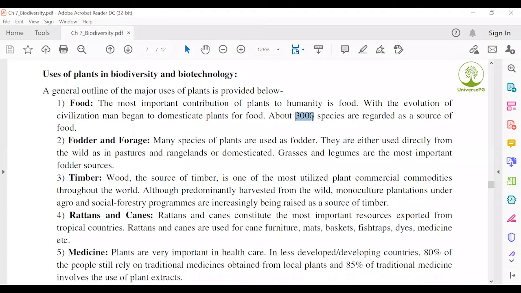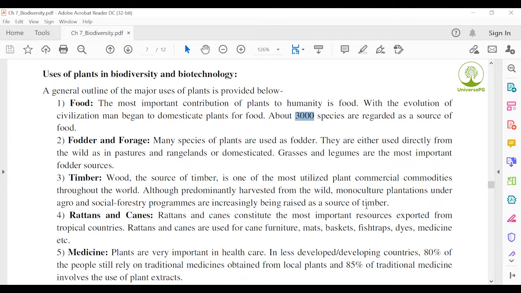About 3,000 species are regarded as a source of food. Generally, we consume them in different ways, directly or after cooking. These 3,000 species we generally use as a food source.